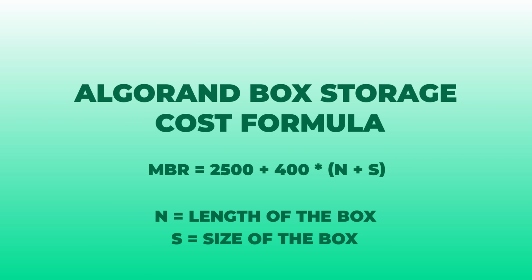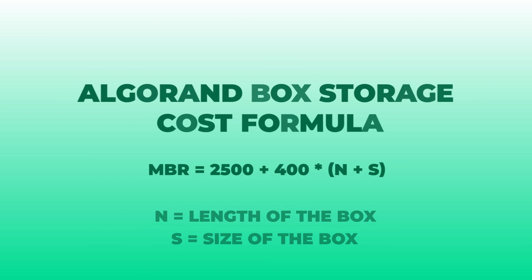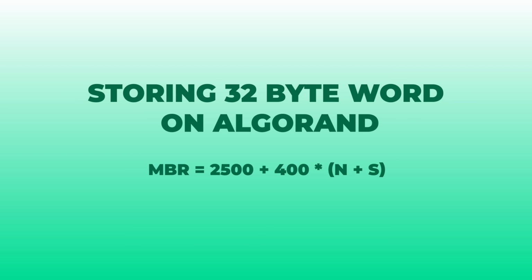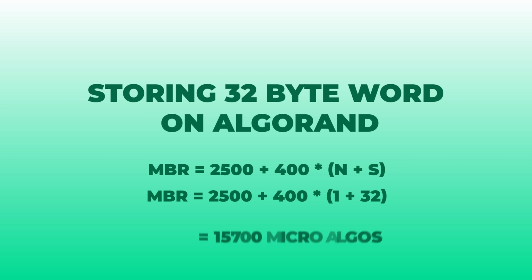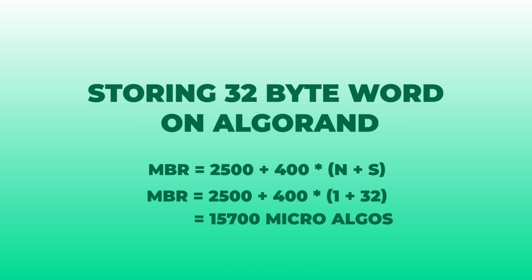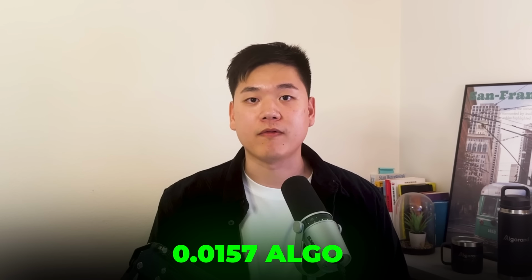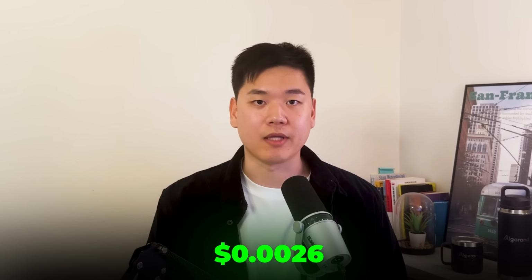Algorand box storage cost is calculated with this formula, where N is the name of the box and S is the size of the box. So to store a 32-byte word on Algorand with a box that has a name with 1 byte, it costs 2,500 plus 400 times 1 plus 32, which equals 15,700 microalgos, which is 0.0157 algo, and that is $0.0026 today. So storing data on Algorand is drastically cheaper than storing data on Ethereum.